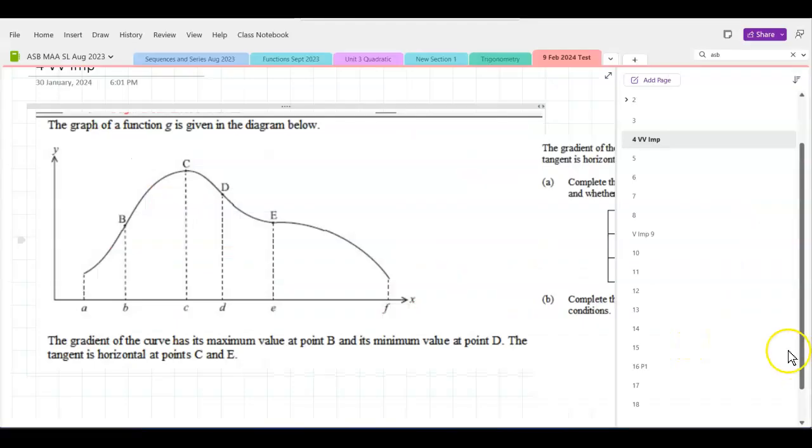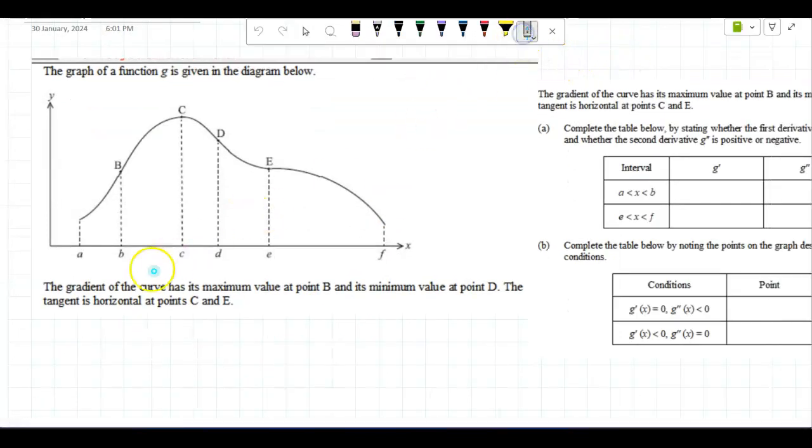Whenever they say the gradient of the curve is maximum at B, listen, this is important, it means that B is a point of inflection. Remember, at a point of inflection, the slopes are ultimate. So at B, this is a positive slope, so this is the maximum slope. At D, this is a minimum slope. That's what they've given you. A maximum or minimum value of the gradient at B means that's a point of inflection.